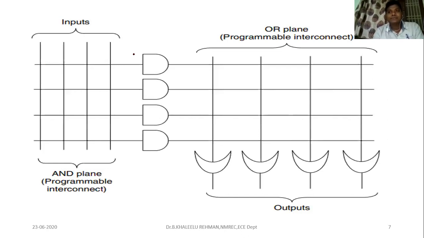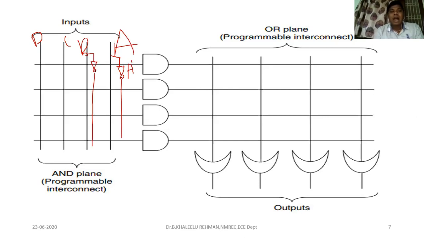If this is A, this is B, this is C, and this is D. Okay, if this is A, I'll just put one inverter here, and this becomes A complement. Clear? This becomes A complement. And if this is B, I'll just put one inverter here, and this becomes B complement. Okay? And this is C, an inverter, that becomes C complement.